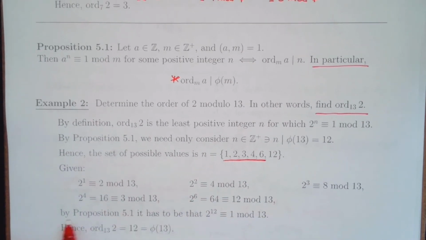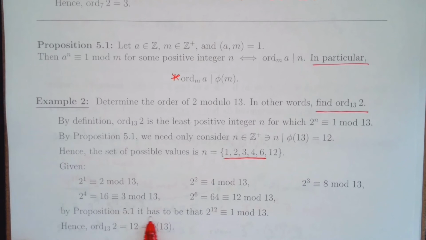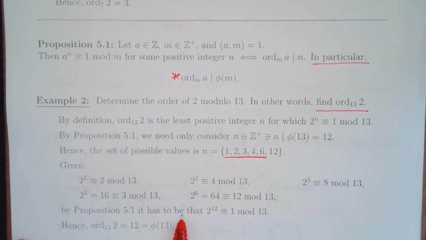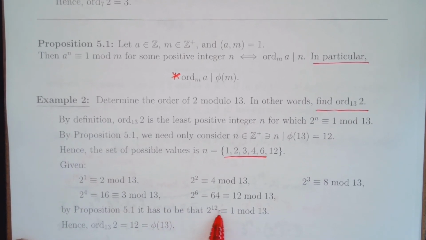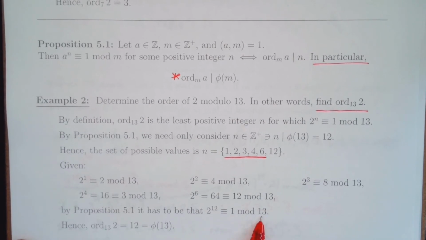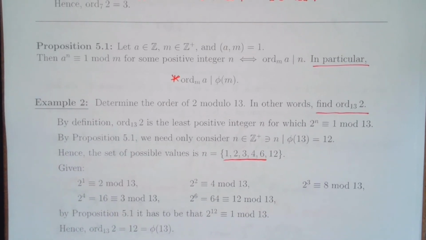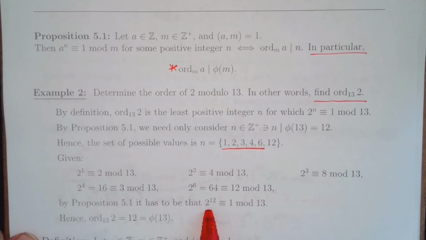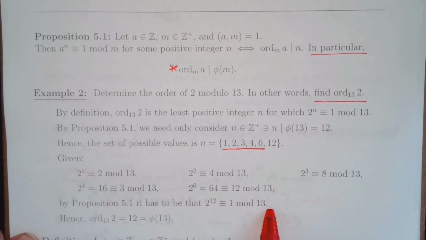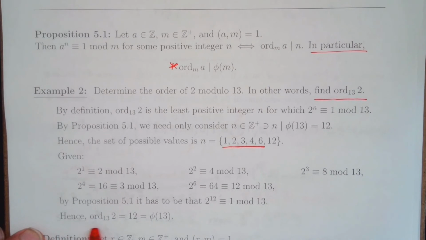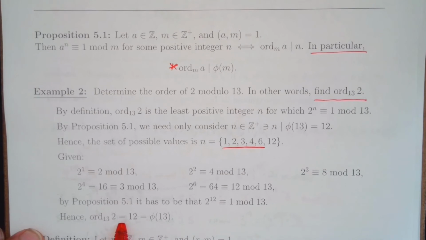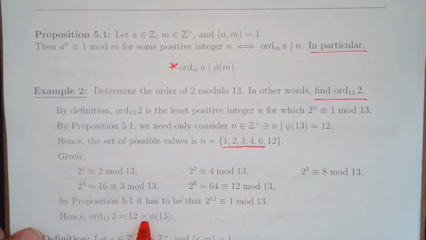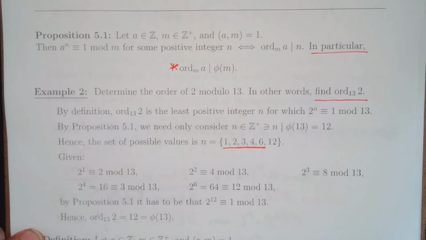So, by proposition 5.1, it has to be that 2 to the 12th power is equivalent to 1 mod 13. You can double check this on a computer, Wolfram Alpha, or different things. But this is true, that 2 to the 12th power is equivalent to 1 mod 13. So the order of 2 modulo 13 is equal to 12, which is phi of 13.